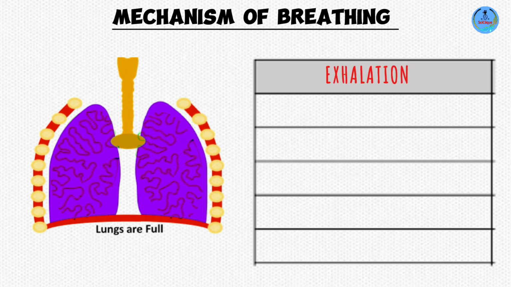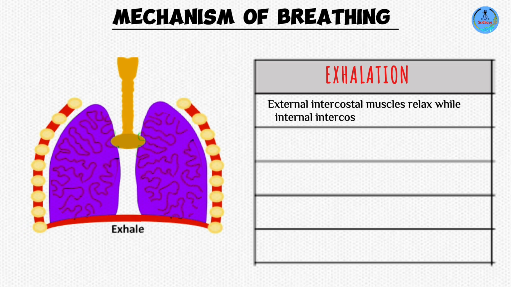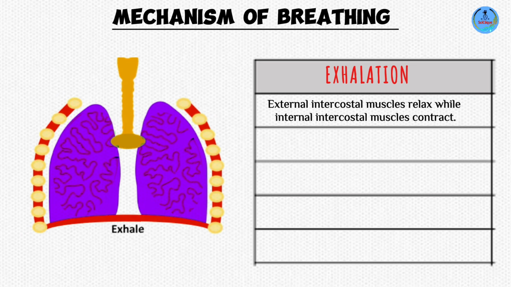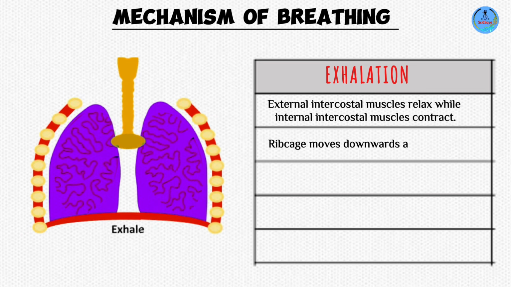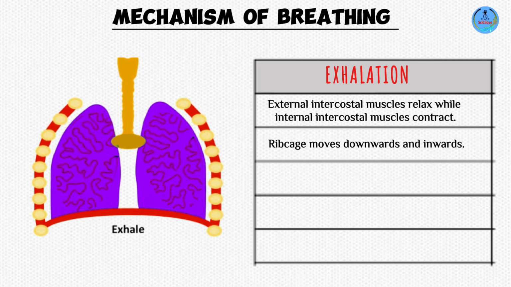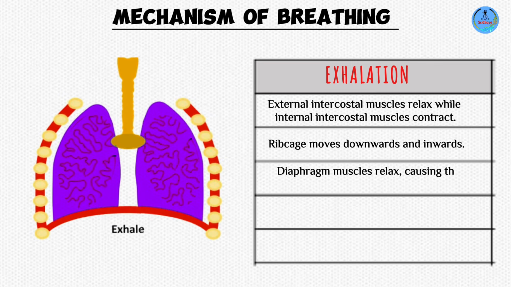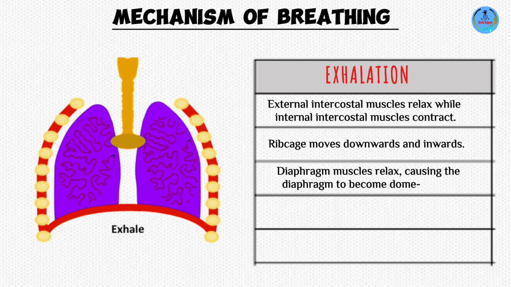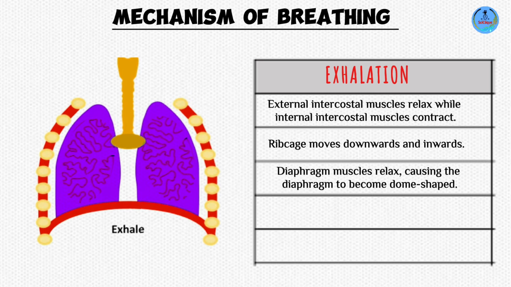So exhalation. Number one, you're going to have the external intercostal muscles relaxing this time, while the internal intercostal muscles contract. Number two, what will happen to the rib cage? It's going to move downwards and inwards. What about the diaphragm? The muscles of the diaphragm are going to relax, and when they do so, the diaphragm is going to assume its normal dome shape.